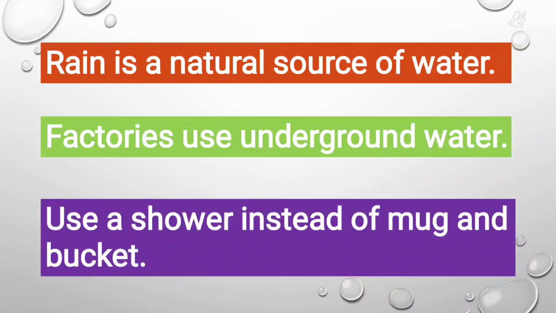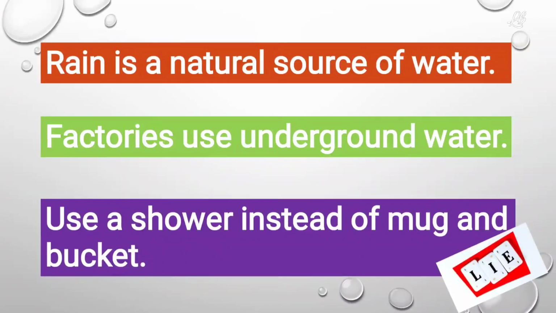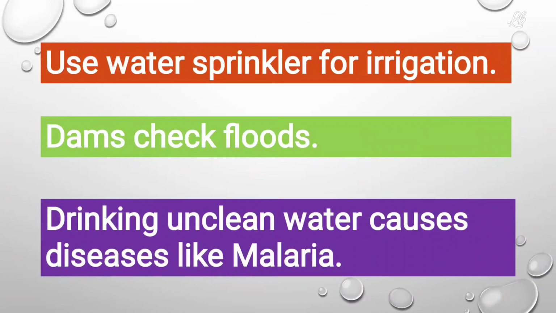Rain is a natural source of water. Factories use underground water. Use a shower instead of mug and bucket. Now let's see what is a lie. The lie is use a shower instead of mug and bucket. This is a lie because you will be wasting water.